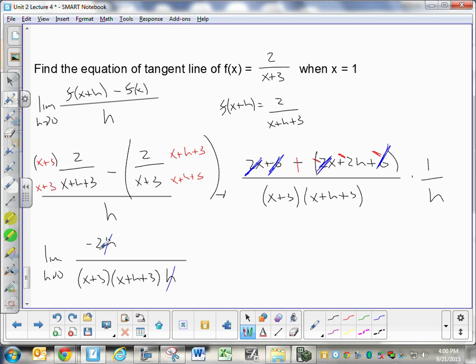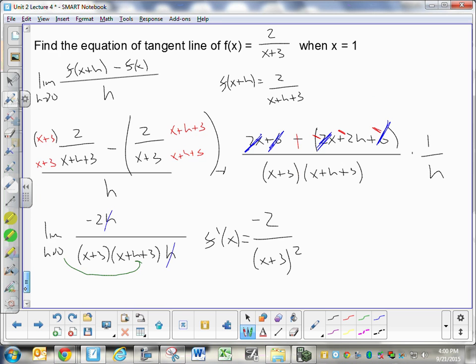Okay, so the h's cancel. Then the last step is to plug in 0 for h. Don't forget this last step. Giving me negative 2 over x plus 3 times x plus 3. That is going to be negative 2 over x plus 3 squared. What did I just find? My buddy function that will tell me the tangent slopes of my original function. And this is what I'm going to use to find my equation of the tangent line.